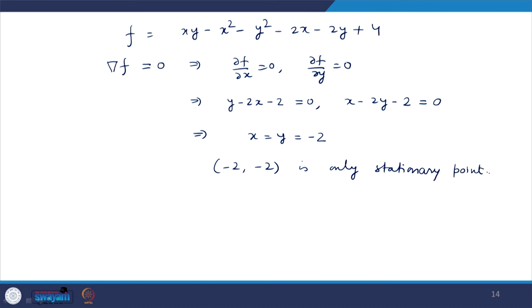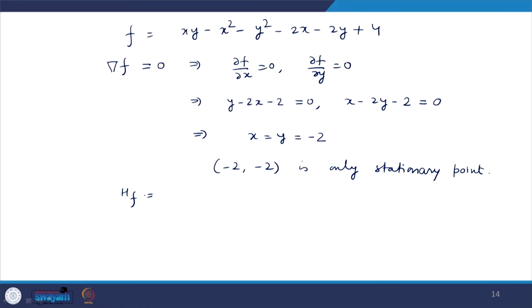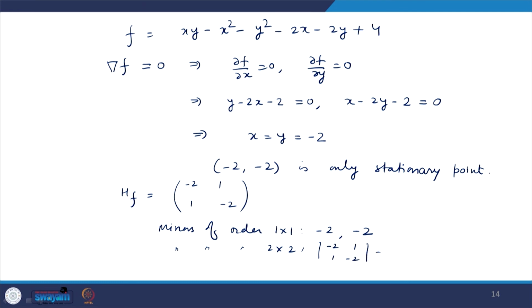Because this is a necessary condition, this must hold: the gradient of f at x bar must be equal to 0 for the point to be a point of local maxima or local minima. Now, to check whether this point is a point of local maxima or local minima, find the Hessian matrix of f. What is the Hessian matrix of f? This is nothing but minus 2, 1 and 1, minus 2. And what are the minors of this? The minors of order 1 cross 1 are minus 2, the diagonal elements, and the minor of order 2 cross 2 is the determinant of the matrix itself, which is 4 minus 1, that is 3.